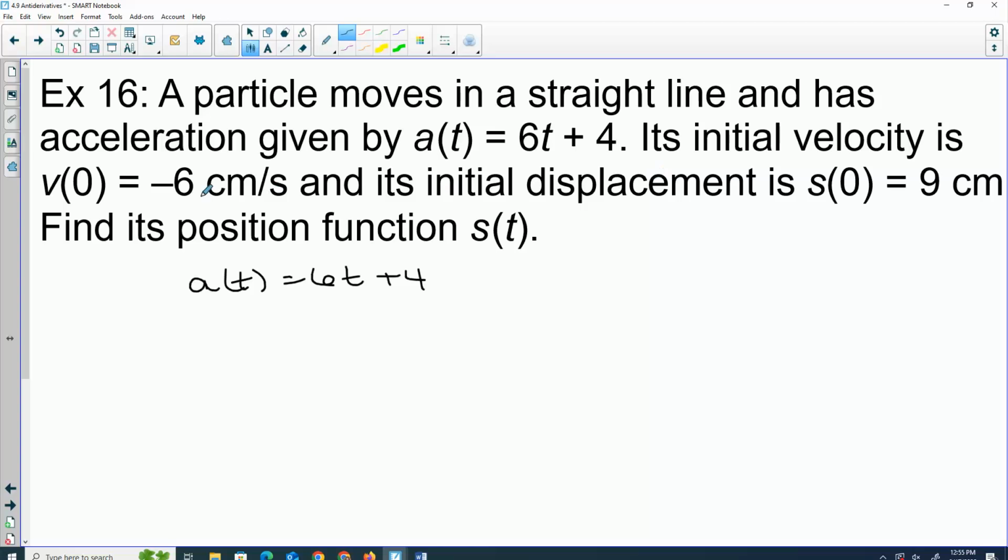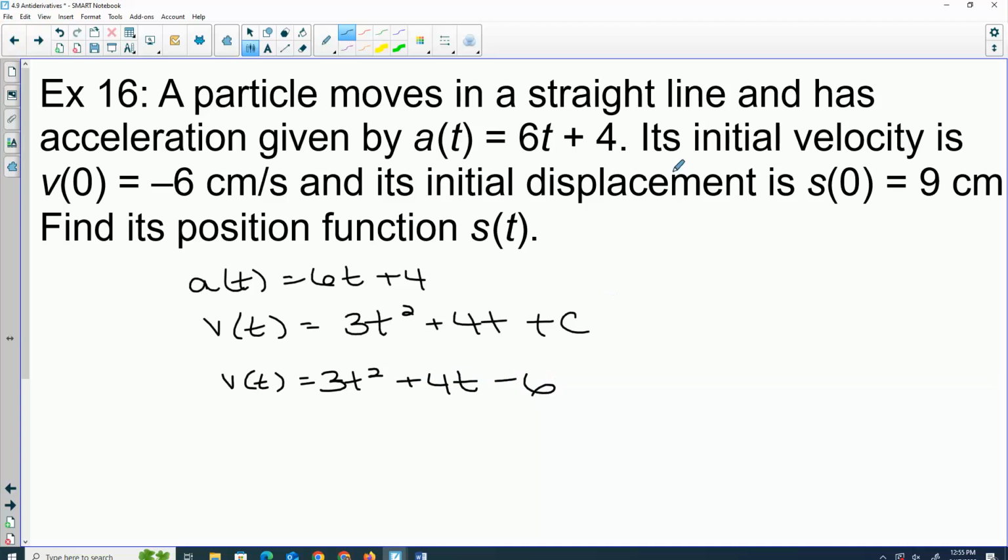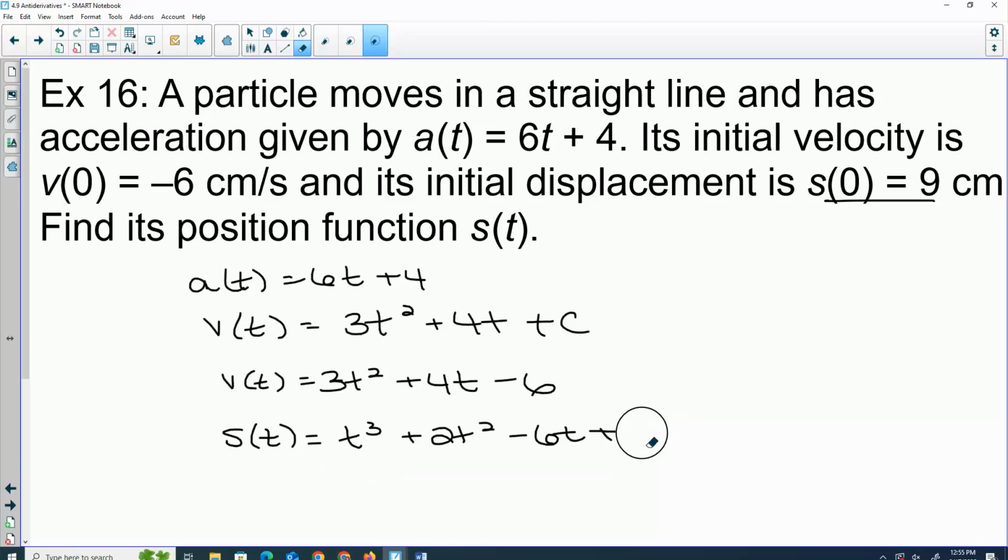So, initial velocity was -6. Our velocity is the antiderivative, so that's 3t squared plus 4t plus a constant. If you plug in 0, we know we have to get -6, so the constant was -6. Did you guys get that part? Okay, and then we need to get to position. This time it used s for position instead of x. That means the same thing. So that would be t cubed plus 2t squared minus 6t plus k. But I'm telling you s of 0 is 9. So if you plug in 0, you get 9, so the k is actually 9.